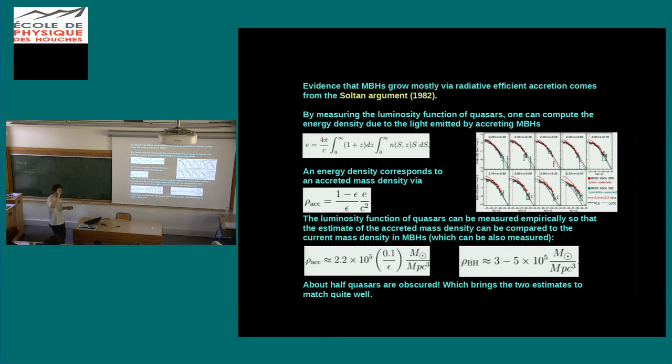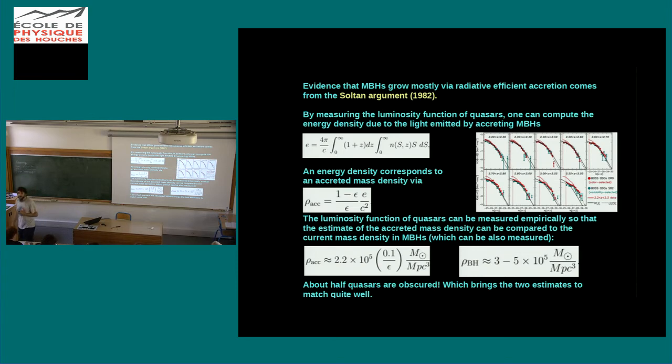But we can measure the masses at the center of the black holes with different methods. So we can measure the mass function of these black holes independently of this argument. And what we get is something between 3 to 5 × 10⁵ solar masses per megaparsec cubed. So you see there is a factor of 2 difference.